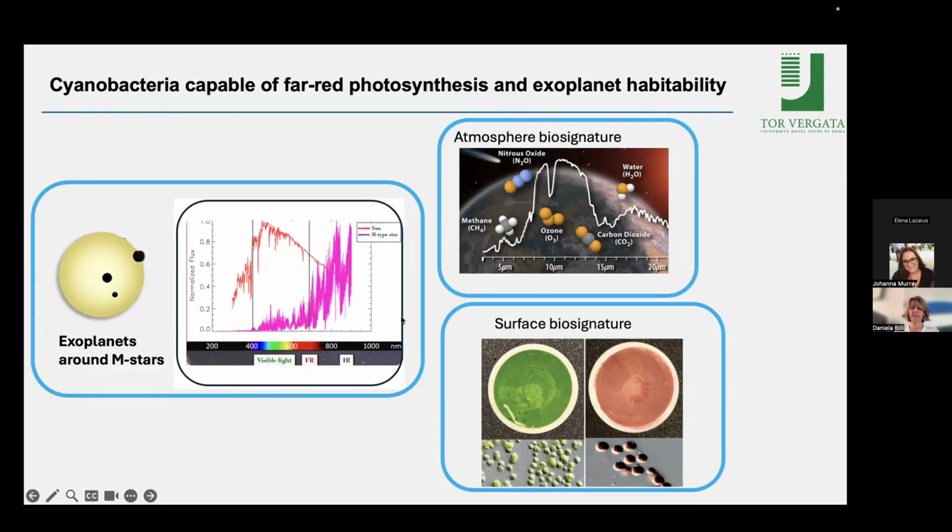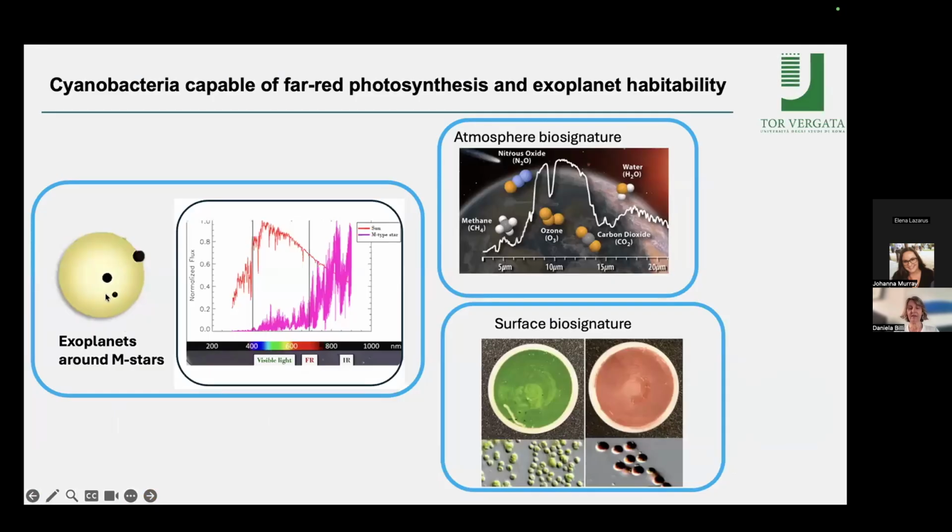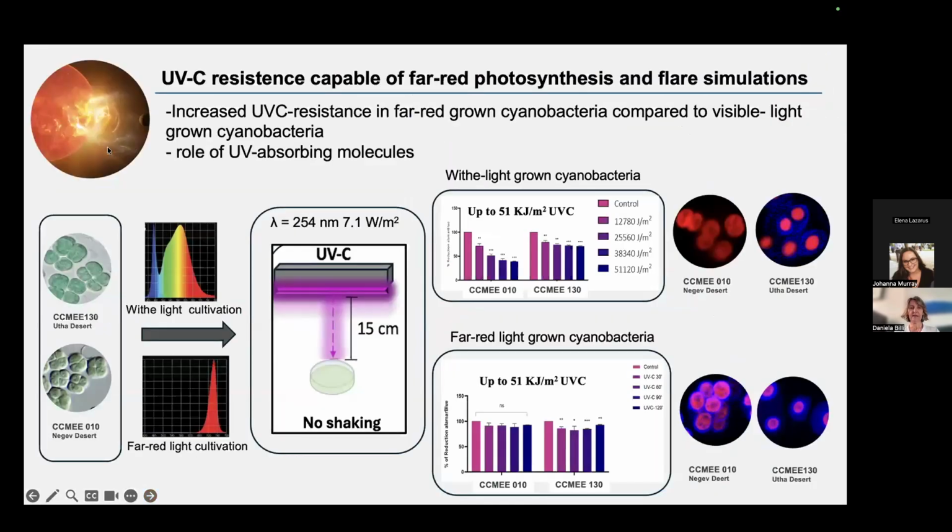And also, as we know, on Earth oxygenic photosynthetic organisms are green because they don't absorb light in the green. And so surface biosignatures could also be a way to detect the signature of life on exoplanets. And so for this we are investigating, since M stars are very faint stars, habitable planets are very close to their star. And being so close means that they also receive the flares and the UV radiation that the star is emitting.